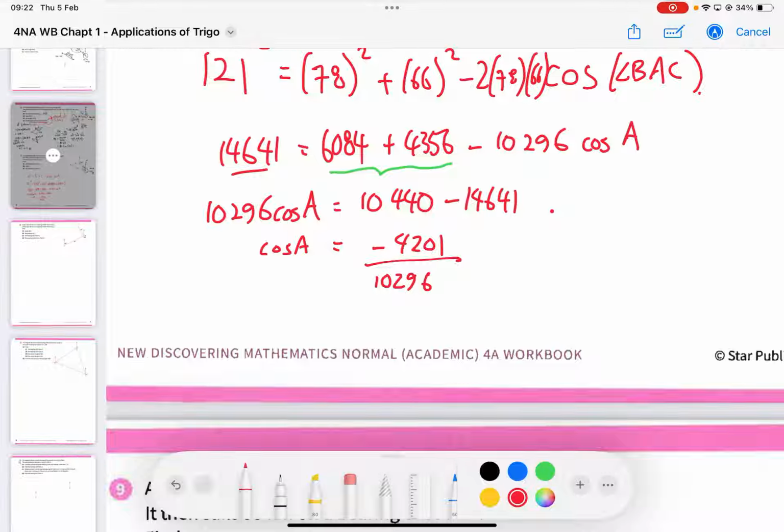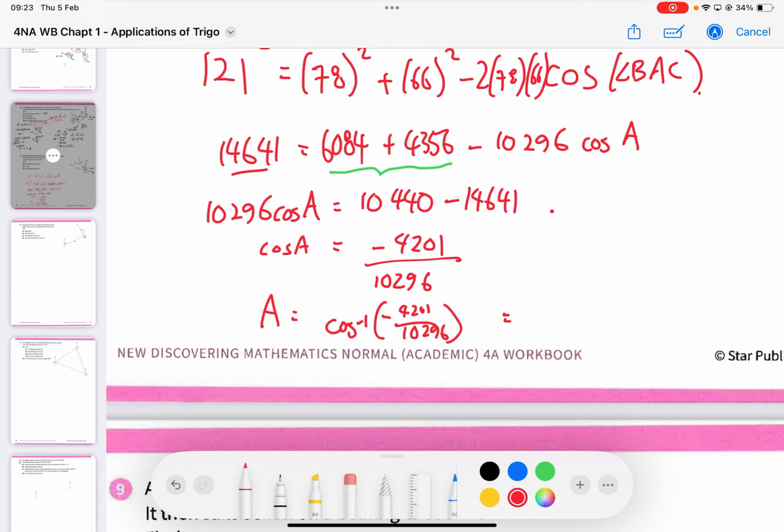Then finally, I want cosine A. Sorry, I want A. I don't want cosine A. I need to cosine inverse here. Cosine inverse of cosine A, I can cancel away the cosine. That's why it looks like my cosine comes over here and becomes cosine inverse. Negative of 4201 over 10296. Then this one I can press the calculator already. Cosine inverse of negative 4201 over 10296. Then your calculator will tell you the angle.